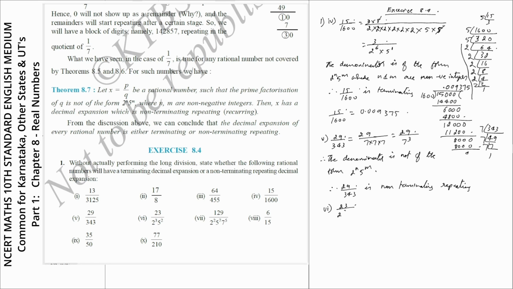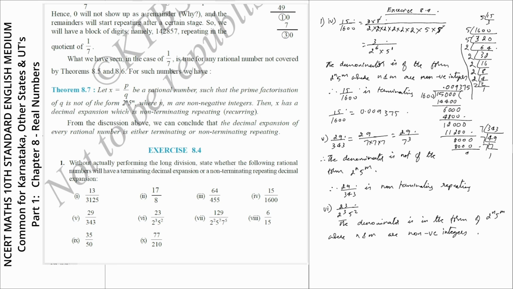So the next sub question is 23 by 2 power of 3 into 5 power of 2. So clearly the denominator is in the form of 2 power of n into 5 power of m, where n and m are non-negative integers. What is the value of n? Value of n is 3, value of m is 2.